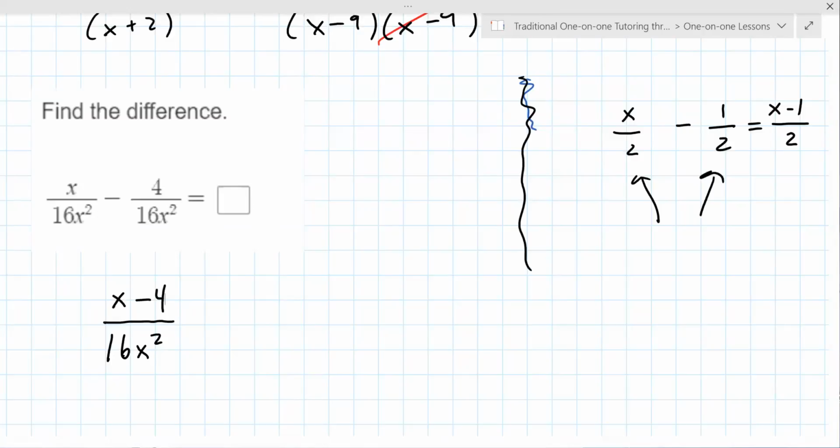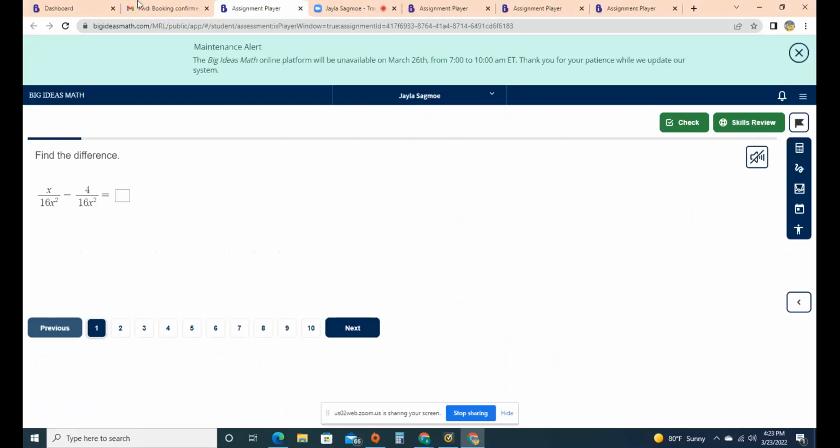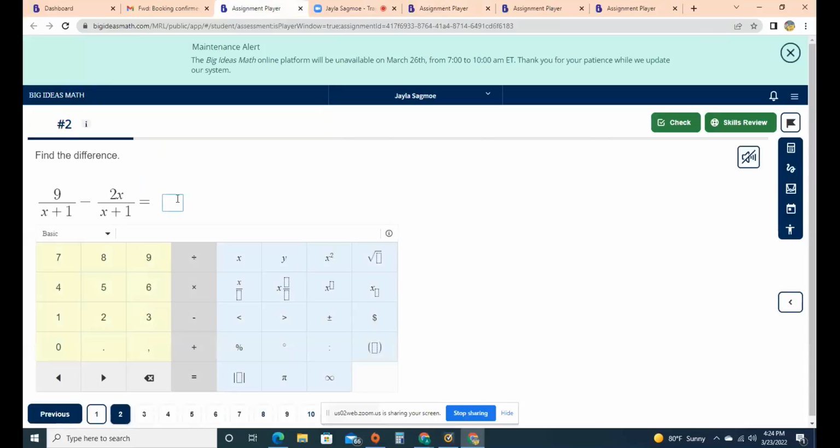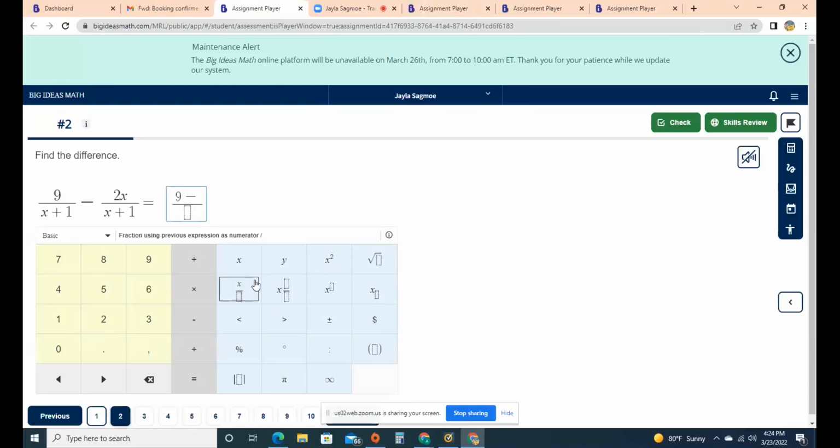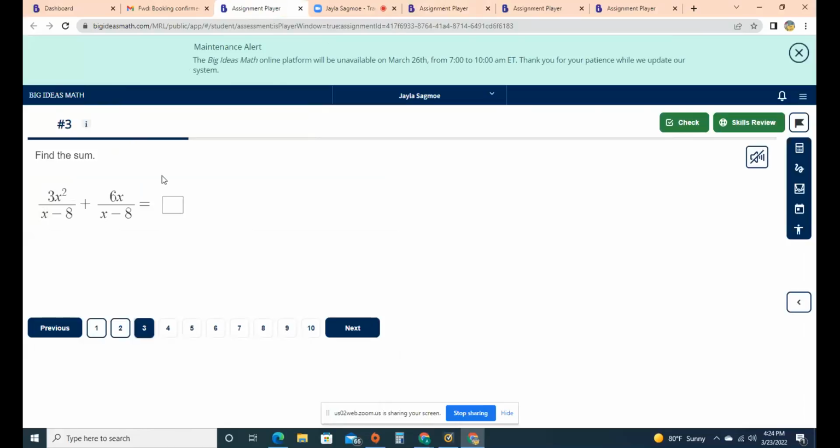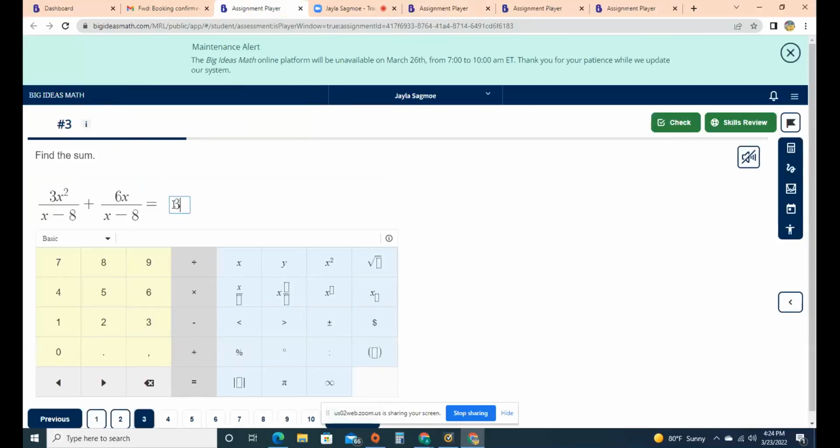So if the bottoms are not the same, which will likely be the case in the next problem, we will make them the same and then combine the tops. But here you can actually just do it without any visual from me. That's just 9 minus 2x over x plus 1. Same thing. Yes. Eventually there will be a small little wrinkle, but for now that looks good.